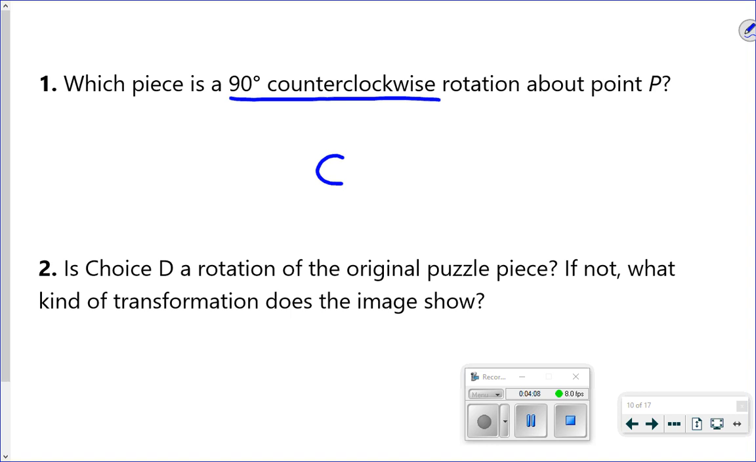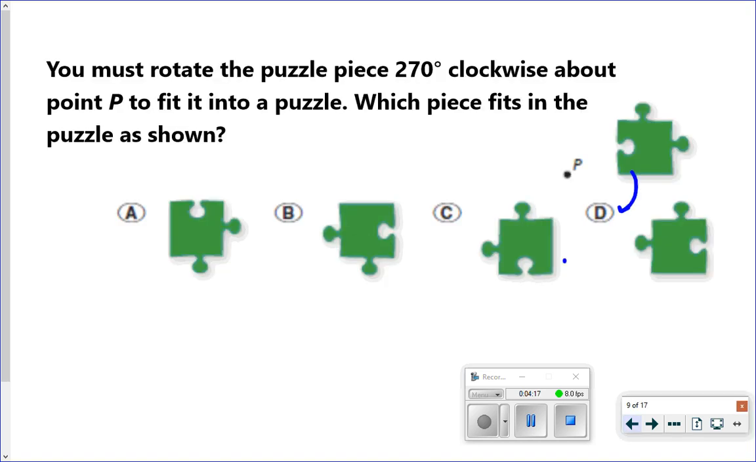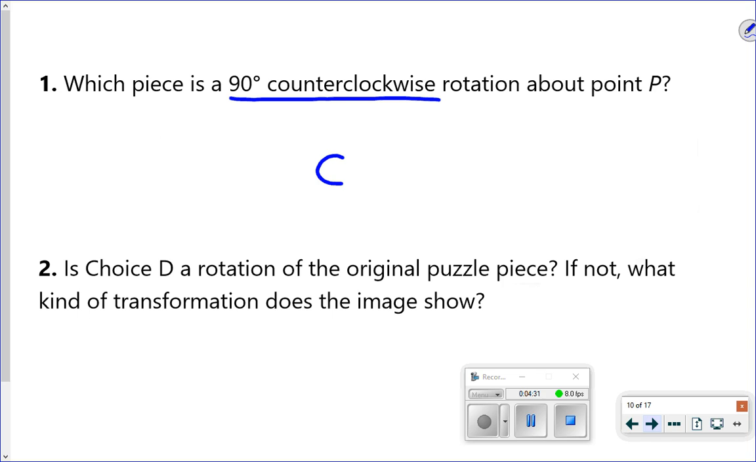And if not, what kind of transformation does the image show? So if we go back to choice D and take a look at it, is this a rotation? No, it's actually a reflection. If you imagine this being a line of reflection that you flip the shape across, this is what you would get for the picture for D. So is it a rotation? No, it's a reflection.